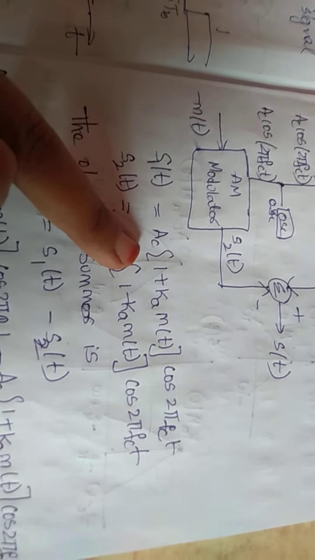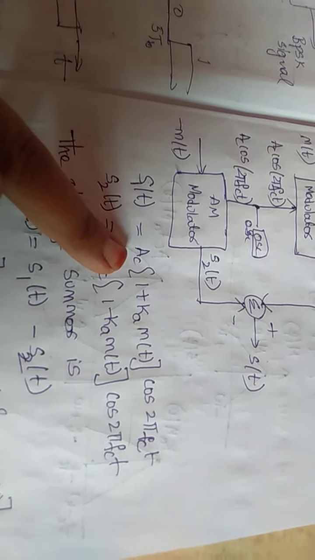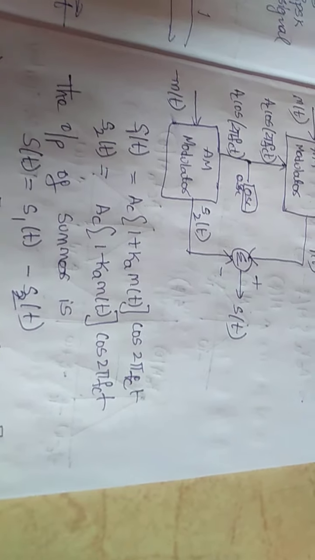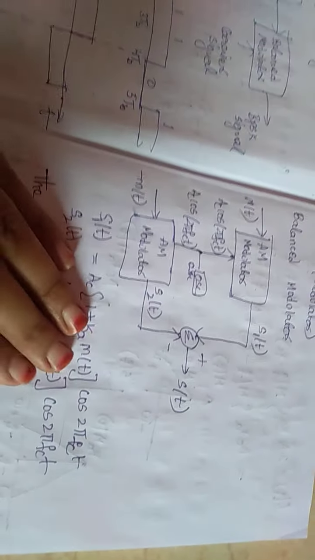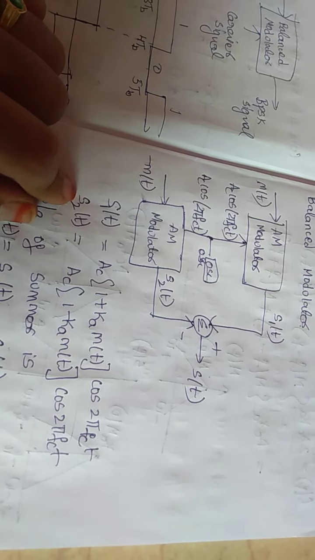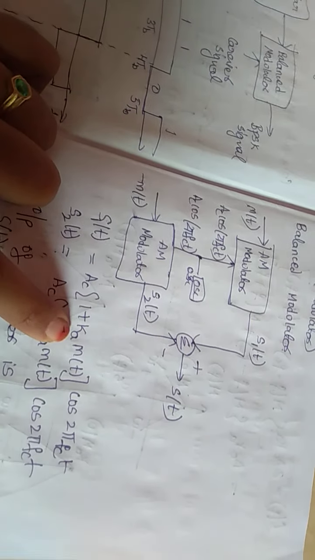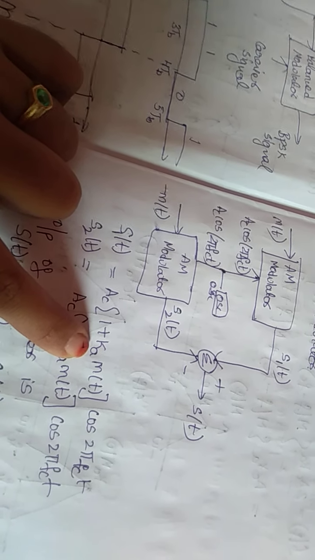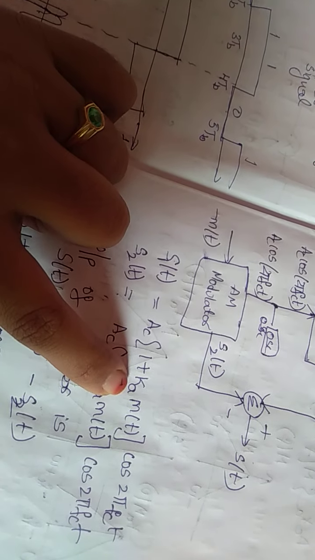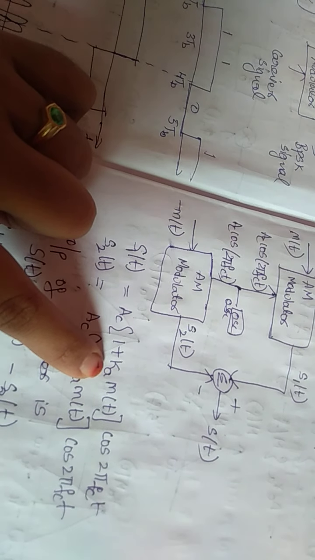S1 of t is equal to Ac times 1 plus Ka m of t, times cos 2 pi fc t. This is the equation of a standard AM modulation. If you see our previous classes, I told you S of t is equal to Ac, this is the standard equation for the AM signal. The same thing we are applying here, but there we have only a single waveform S of t, and here we will have S1 of t and S2 of t. What is Ka? Ka is the amplitude sensitivity. Ac times 1 plus Ka m of t into cos 2 pi fc t.